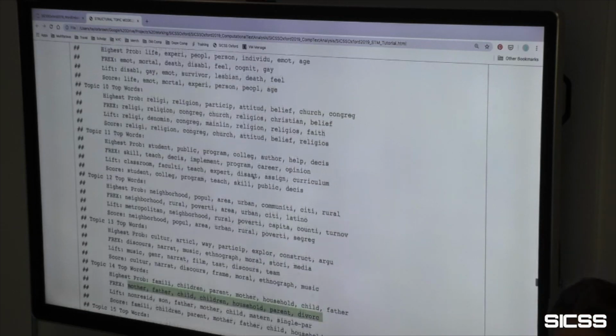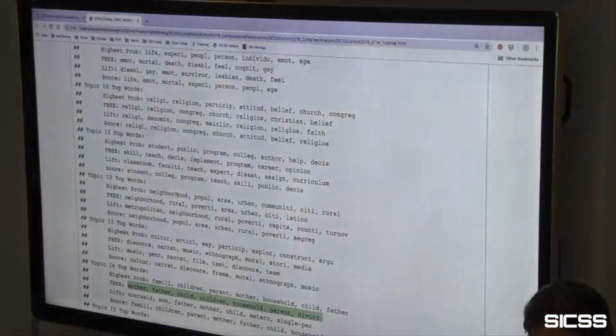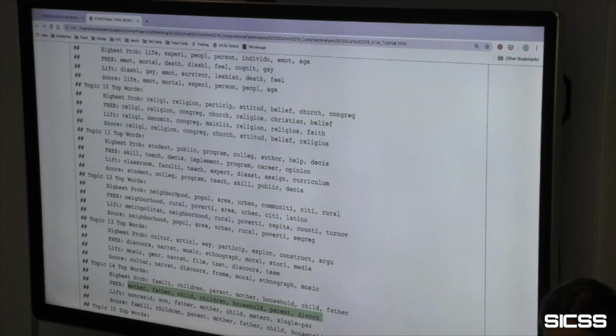Whereas topic 11 wasn't so great: skills, teach, decision, implement, program, career. Maybe that's because it's mixing the labor market with education, which a lot of it is about education. How does that affect the labor market, right? Maybe that's why it doesn't have quite as much exclusivity, or because words about the labor market occur throughout a lot of other topics as well.